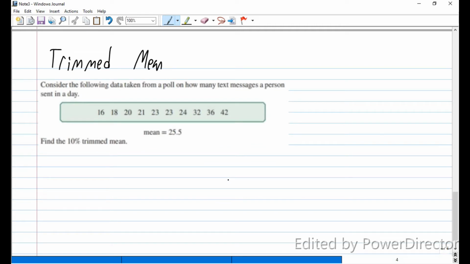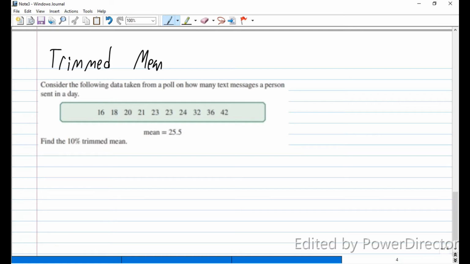And so they took this set of data and they found the mean to be 25.5. This is a poll taken from how many text messages a person sent in a day. Some of you have probably sent this many during class. Hopefully not. But that's the mean. Now, let's find the 10% trimmed mean.